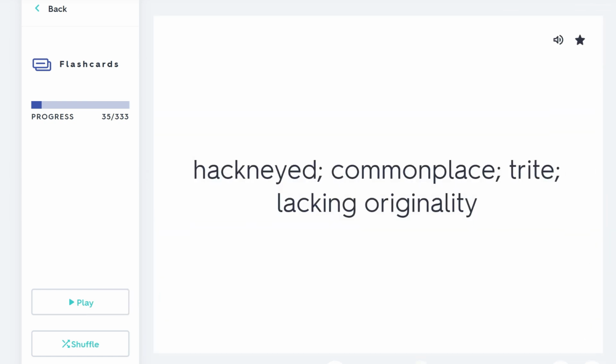Banal. Hackneyed, cliched, commonplace, trite, lacking originality. That comment is just banal. So cliche, so trite. Where's the originality? That's just banal.